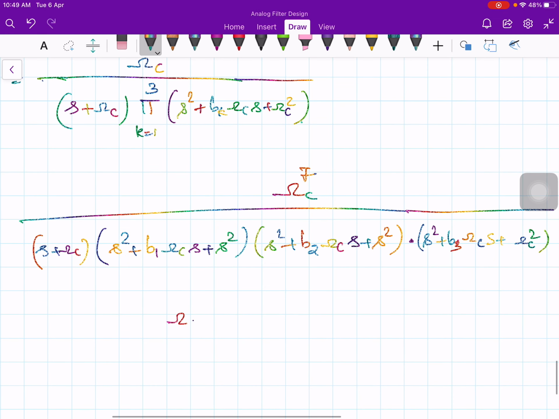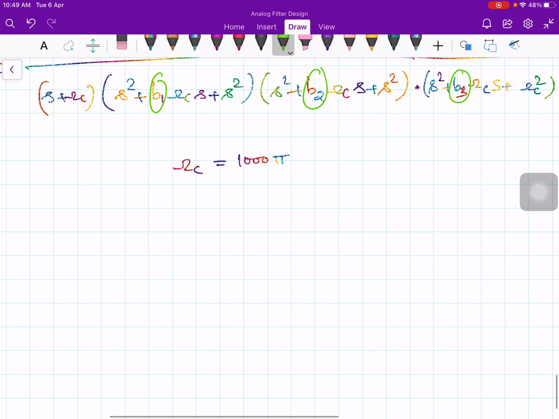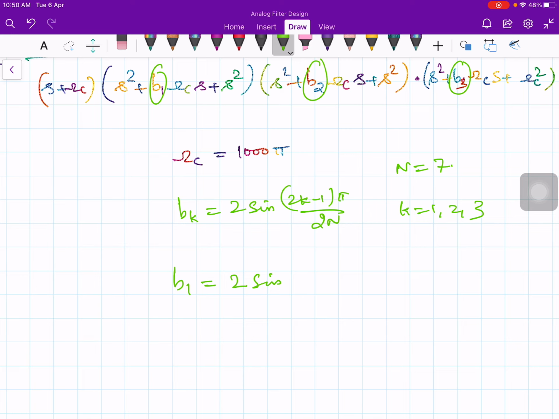Okay, so what is omega c? Omega c is 1000 pi, and you have to find out the constants. Okay, so b1, b2 and b3. So we know the formula, right? What is the formula? bk is equal to twice sine of (2k minus 1) pi by 2n. Here n equal to 7 and k ranges from 1, 2 and 3. So b1 is equal to twice sine of, k equal to 1 means 2 minus 1, 1 pi divided by 2 times 7, 14, pi by 14.